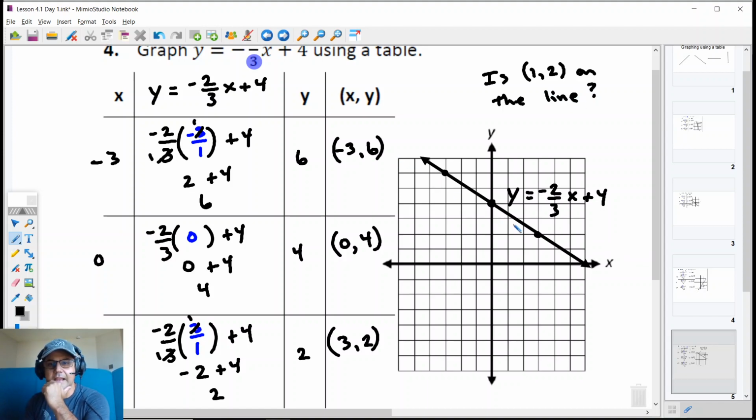So you see the line, 1, 2, again, that's from x is 1, y is 2. So that would be that point there. And no, of course that's not on the line. That's below the line, so that would not be on the line.